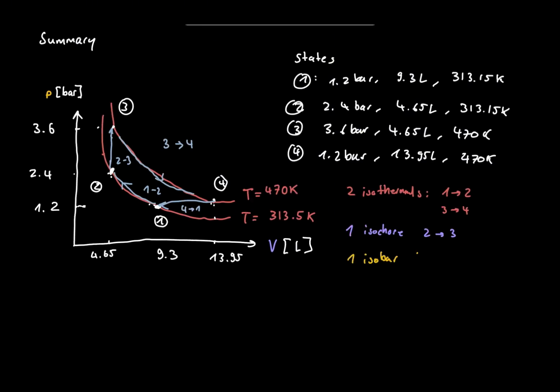We have now determined all 4 states and constructed the full PV diagram. The key idea is always the same. First, identify the process. Second, compute the new state. Third, place it in the diagram. If you follow this structure, even complex thermodynamic problems become manageable.